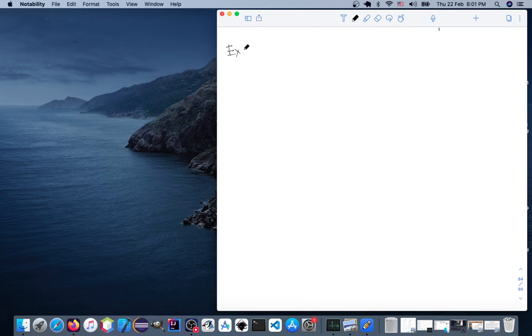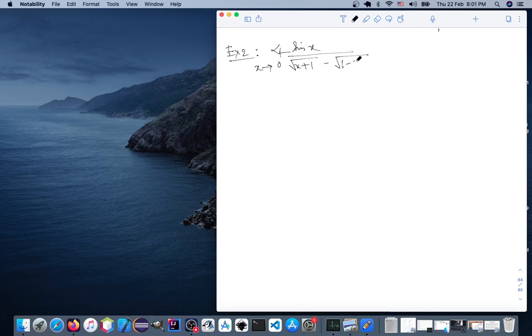Problem number 2. It says limit x tending to 0 of sin x divided by root x plus 1 minus root 1 minus x. Sorry, it's root 1 minus x.